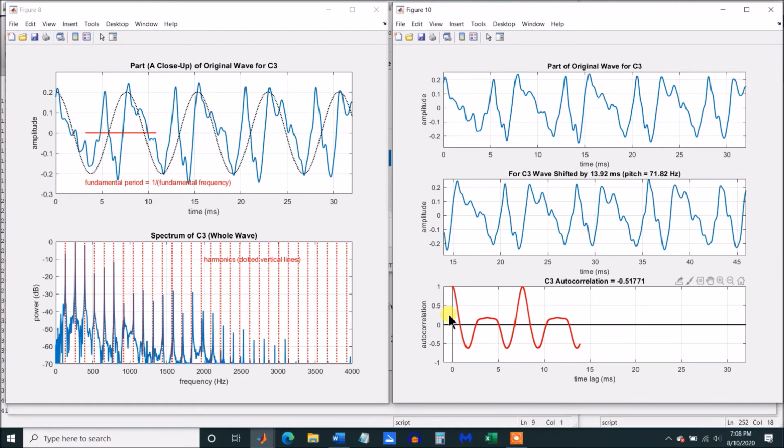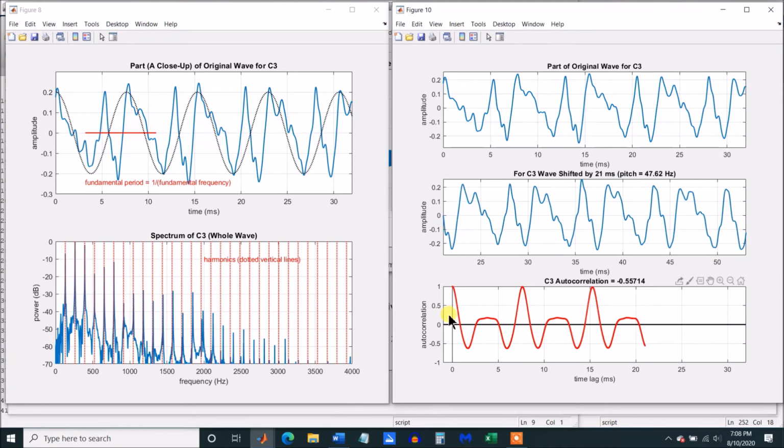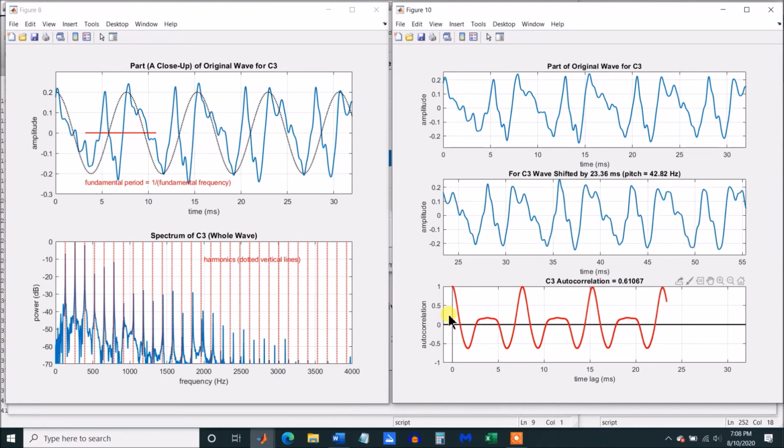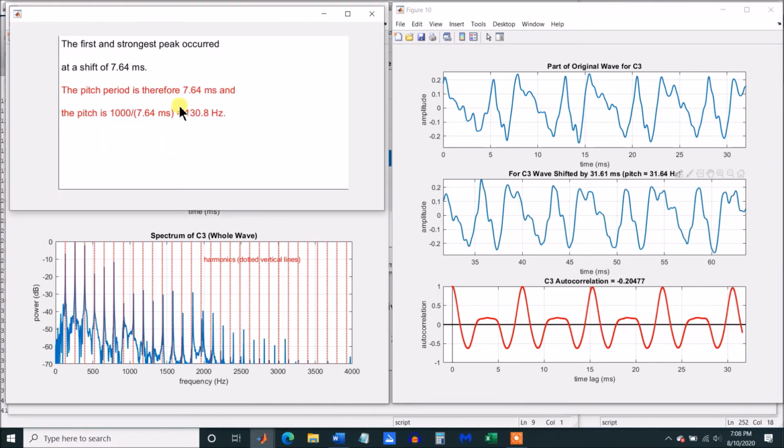And just like the other autocorrelation for A4, we're going to get a repetition, because we're going to be shifting the second curve here out of phase from the first, and it's going to come back in phase and then out of phase and so forth as we move it along. Okay, so the first and strongest peak here occurred at 7.64 milliseconds. Therefore, the pitch period is 7.64 milliseconds, and the pitch is 130.8 hertz.